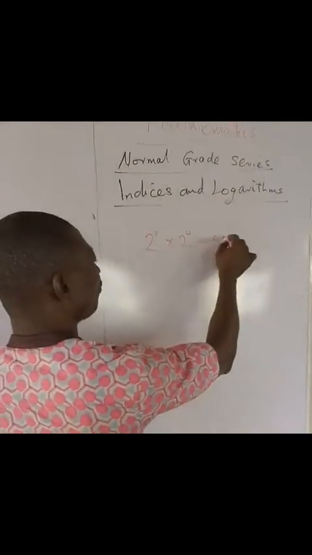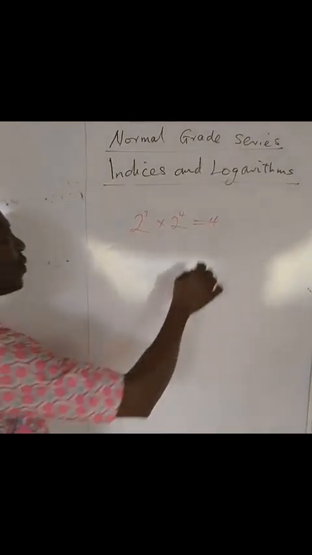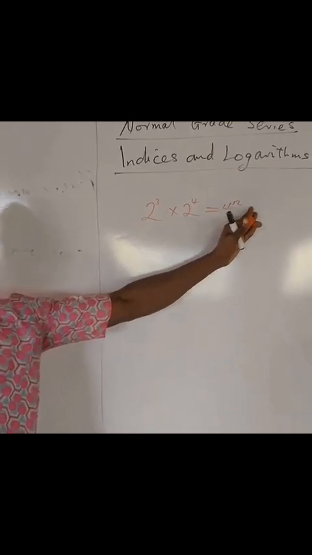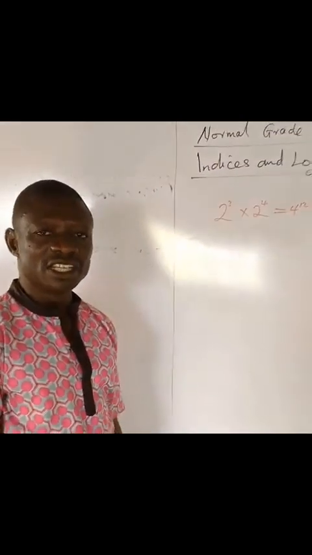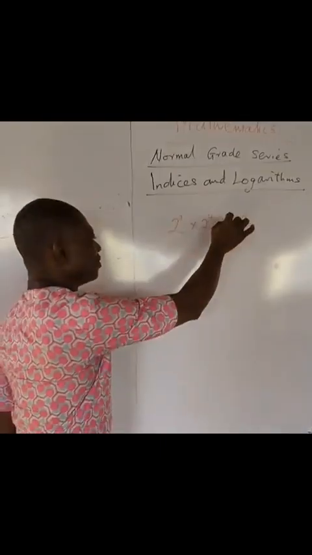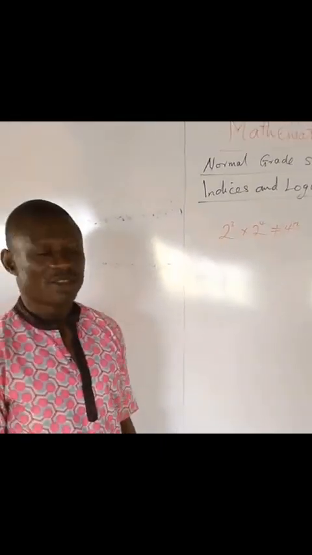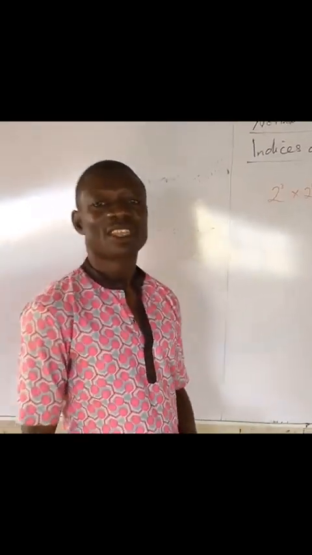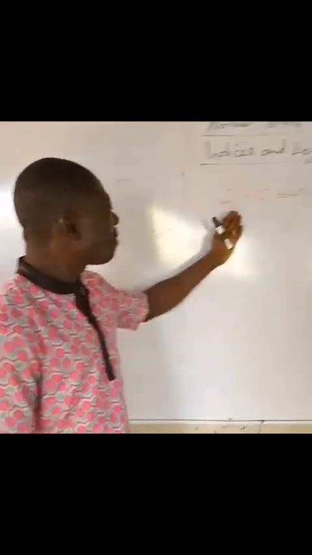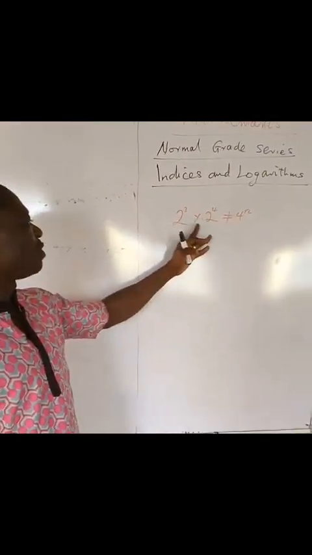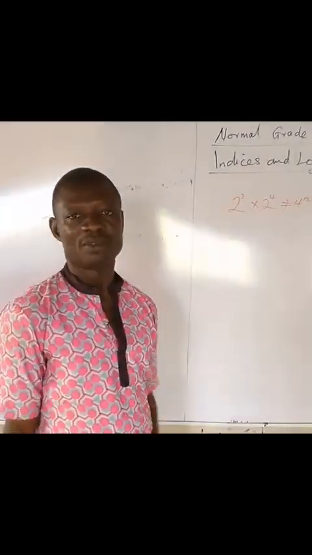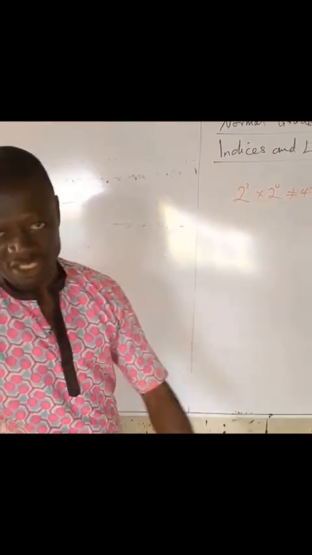2 times 2 is 4. Then 3 times 4 is 12. Will the answer to this question be 4 raised to the power 12? The answer is no. That is not going to be correct. We now see that indices do not follow the normal calculation, as this has disobeyed the multiplication here, so indices are going to have their own law. So we have laws of indices.